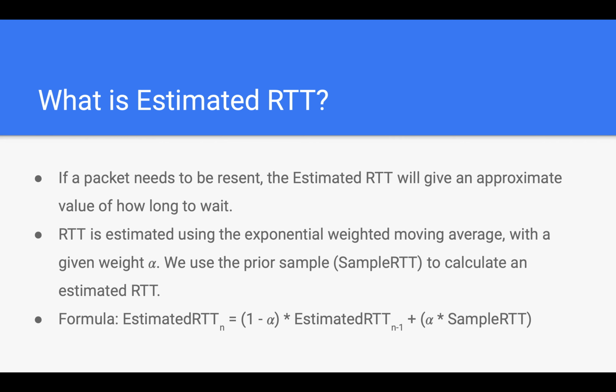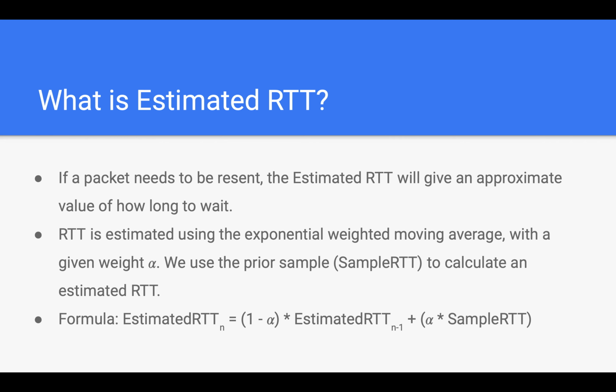RTT is estimated using the exponential weighted moving average, meaning that it takes into account the more recently observed examples, and that is done with a given weight alpha, and also uses the prior sample RTT to calculate an estimated RTT.